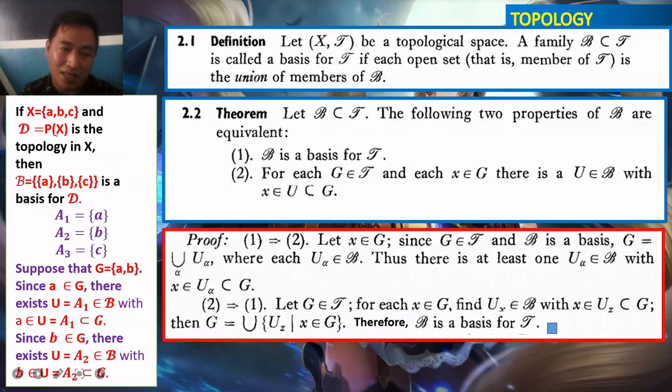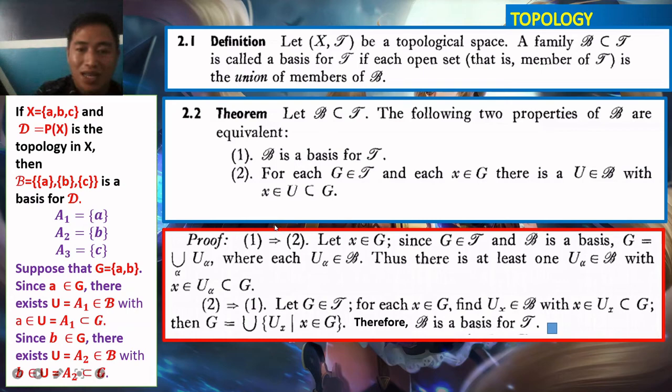Now, since A is an element of G, this is for each X element in G. What we are going to do here, class, is visualize the theorem. Since A is an element of G, there exists a U, an element of script B, containing X and a subset of G. So A1 is our U. It is an element of script B, with A an element of U, which is equal to A1, a subset of G. A1 is a subset of G, since A1 contains A, and G contains AB.